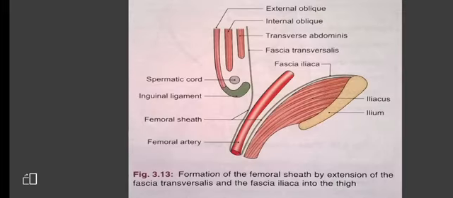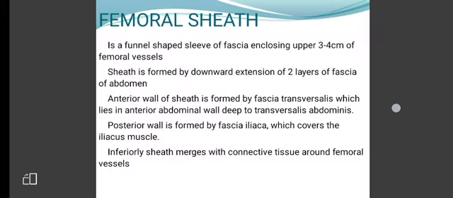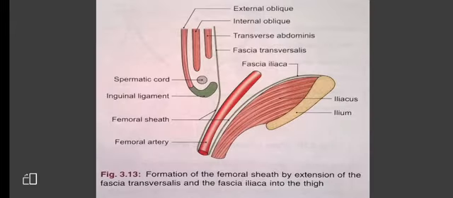Then walls of femoral sheath. Anterior wall is formed by the fascia transversalis and it is close to the transverse abdominis muscle. Then posterior wall is formed by the fascia iliaca which covers the iliacus muscle. Next, inferiorly, sheath merges with connective tissue around the femoral vessels.